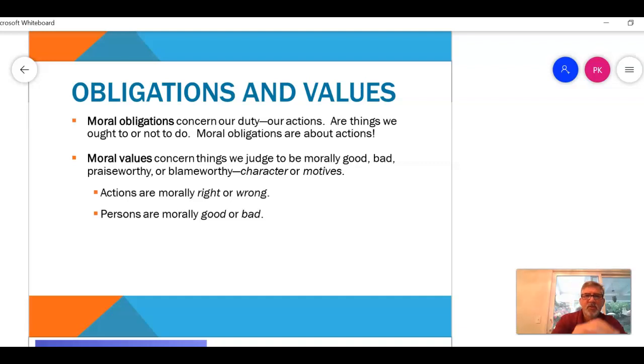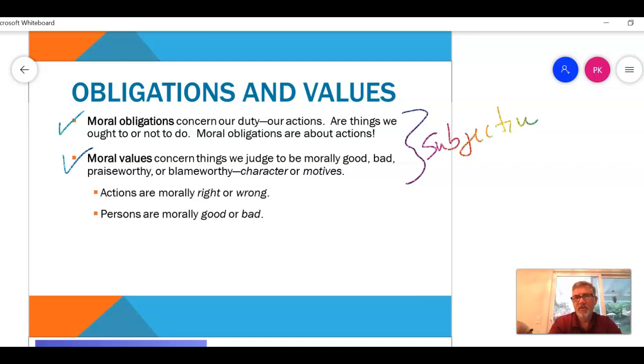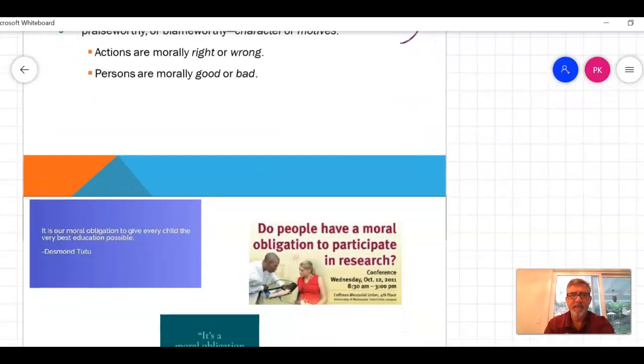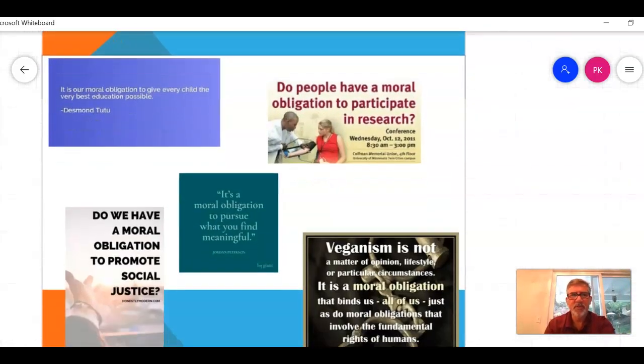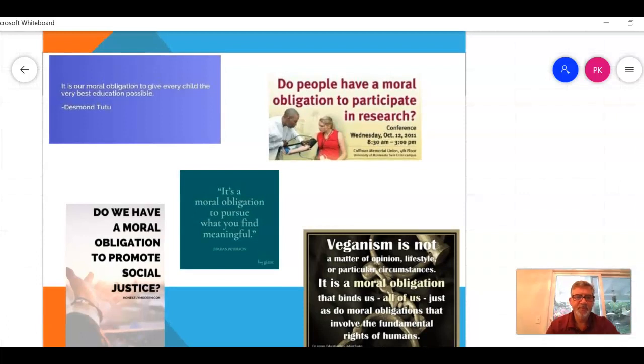Obligation of values. So moral obligations are things we ought to do or ought not to do. Those are our moral obligations. And moral values are things that we intrinsically deem as good or bad. So remember, when we look at these things, they are subjective. Those are our own personal meta-ethics, what we find value in and what we find justification. All right, so let's look at a couple of scenarios here and go through them.